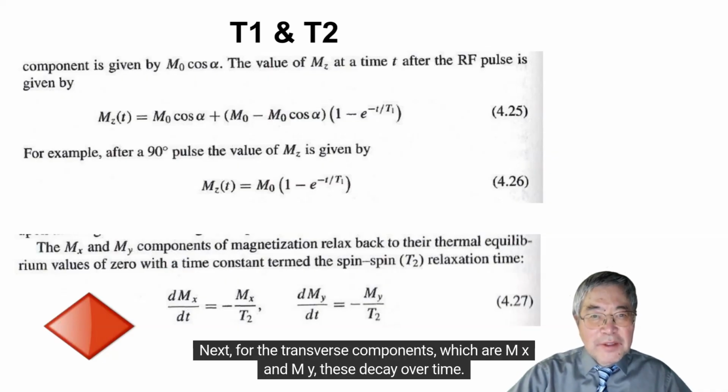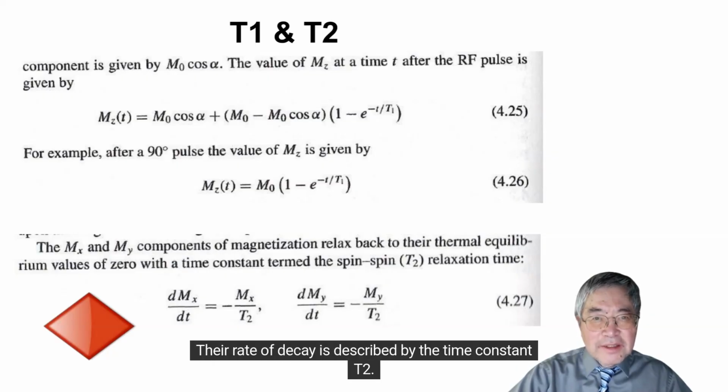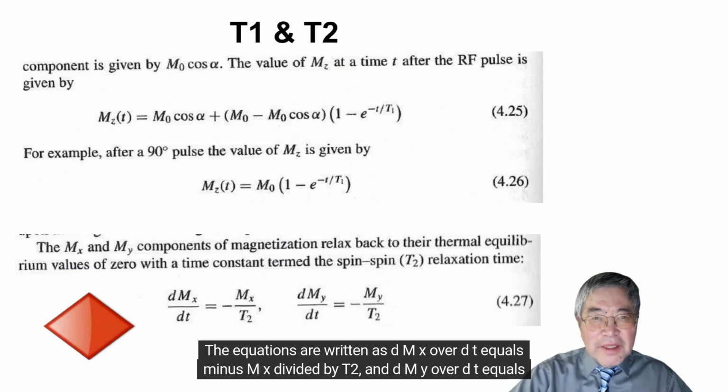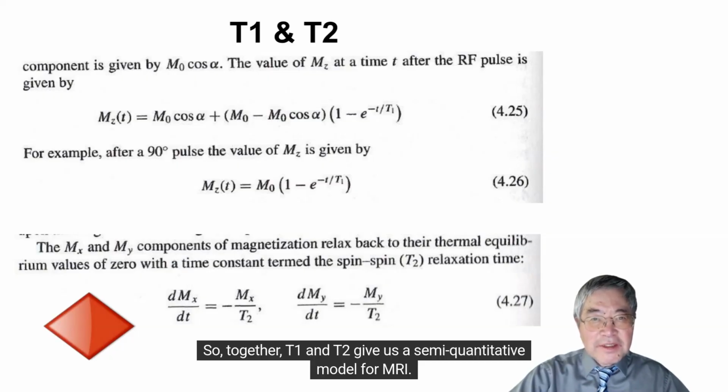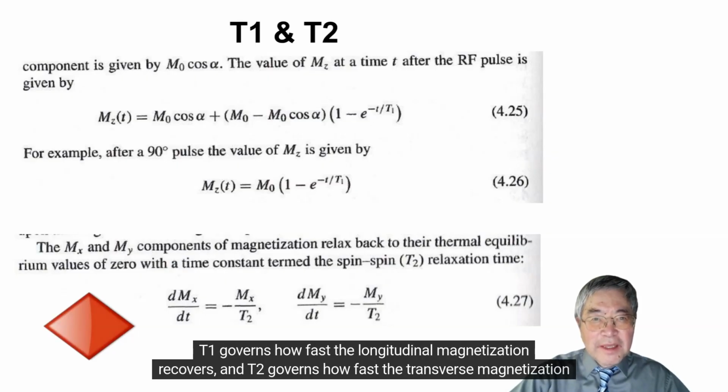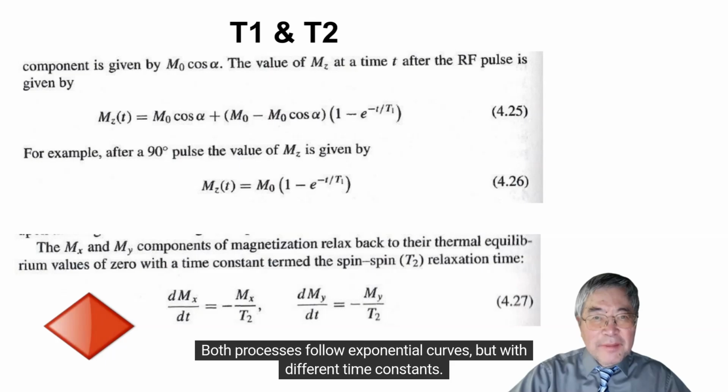Next, for the transverse components, which are mx and my, these decay over time. Their rate of decay is described by the time constant T2. The equations are written as dmx over dt equals minus mx divided by T2, and dmy over dt equals minus my divided by T2. In other words, both x and y components shrink exponentially towards 0 at a rate determined by T2. So together, T1 and T2 give us a semi-quantitative model for MRI. T1 governs how fast the longitudinal magnetization recovers, and T2 governs how fast the transverse magnetization disappears. Both processes follow exponential curves, but with different time constants.